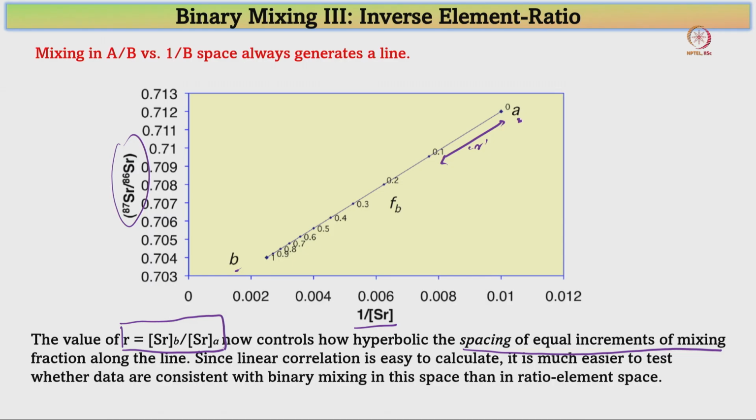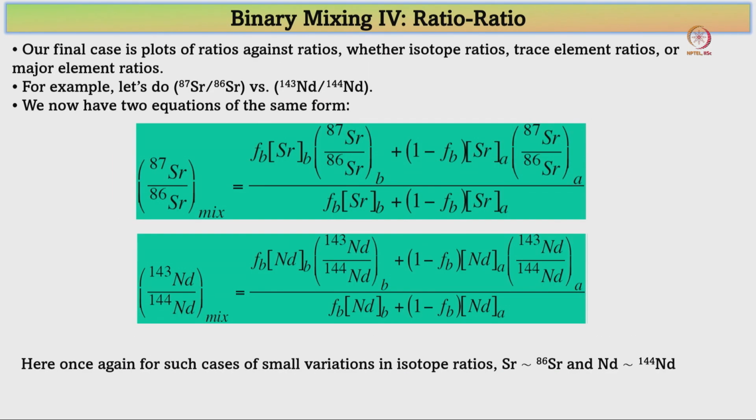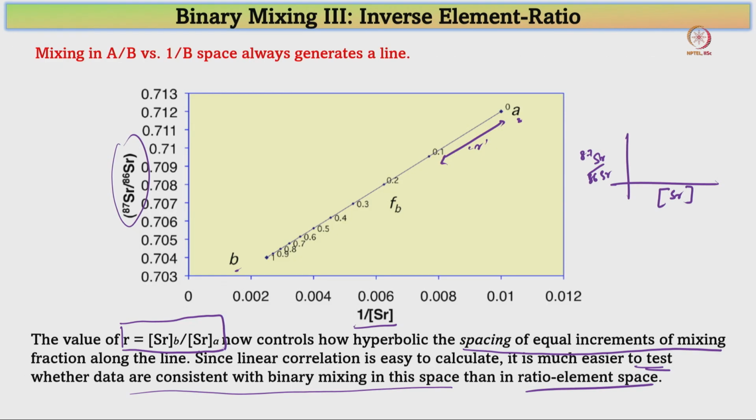So, we have to test whether it is consistent with binary mixing in the ratio-element space. We have to test that using both the strontium isotope ratio and 1 by strontium. Both we have to check and see whether we have an n member mixing, which is showing us this kind of mixing, or whether it is due to another n member.